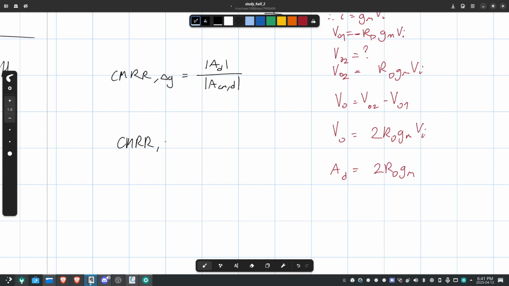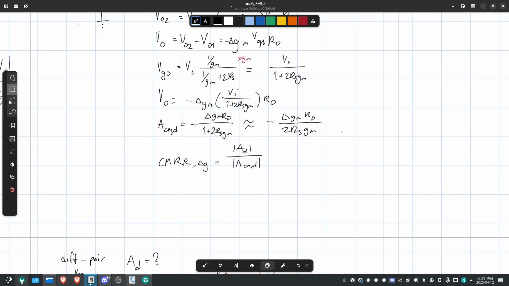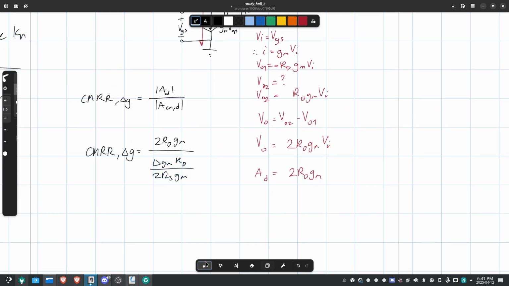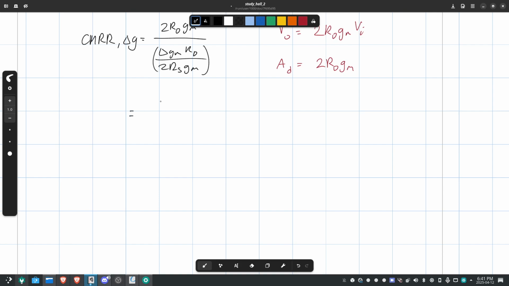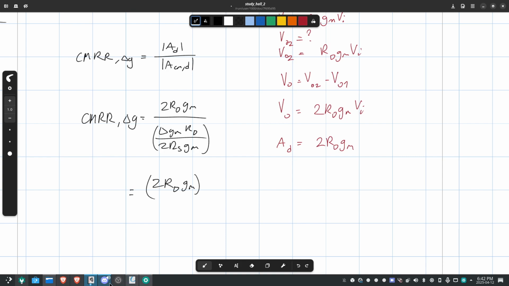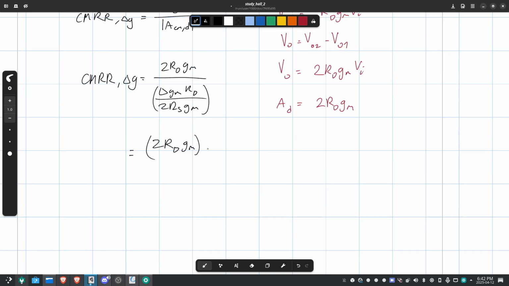So the common mode rejection ratio is going to be 2 RDGM over this. And remember, there's a +1 here, but nobody cares. So you can simplify it out. There's some common things, right? So 2RD GM times 2RS GM over, is that correct? Yeah. Times 2RS GM over delta GM RD. RDs cancel out. Your delta GM stays.